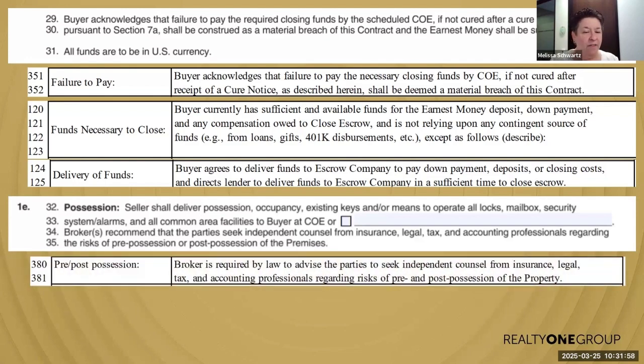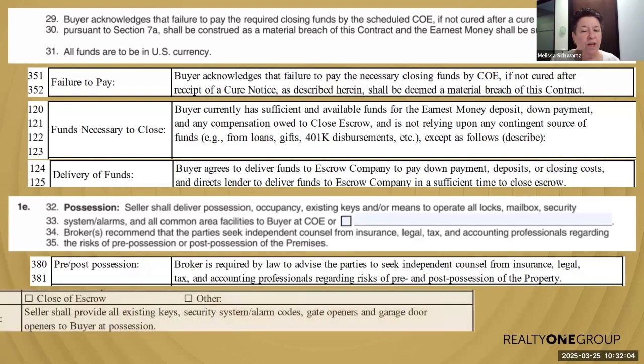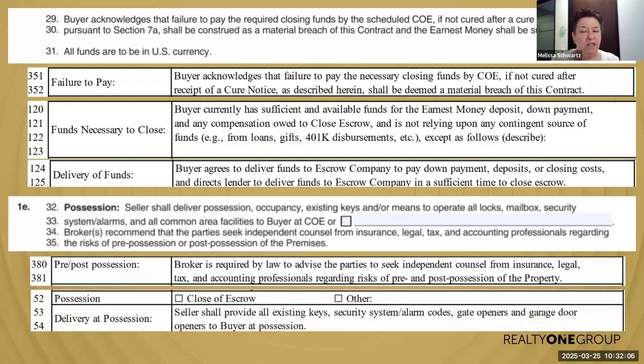I jumped to pull their pre and post possession. This is informing people to get information regarding that. And this is, of course, talking about that. Let's see whether they actually have, this says garage door opener. It does say security system and alarm codes. So neither one really talks about all of the smart stuff, but I think it's later on in this that it does talk about it at one point.